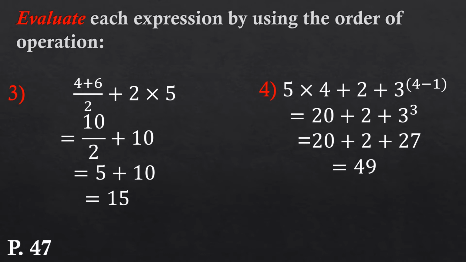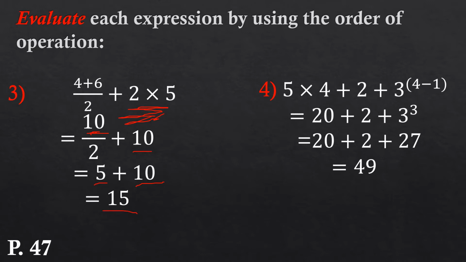Okay, here we have 4 plus 6 equals 10, plus 2 times, here we have a multiplication. So 2 multiplied by 5 equals 10, and with 10 we have a division. So you will divide it and then add them. So 10 divided by 2 equals 5, and here it is 10. 5 plus 10 equals 15.